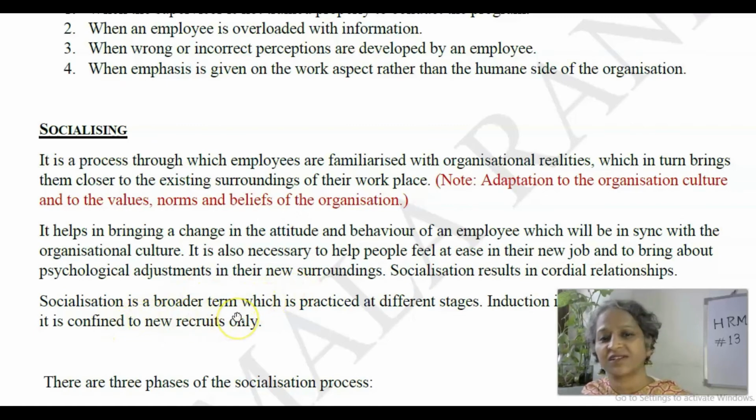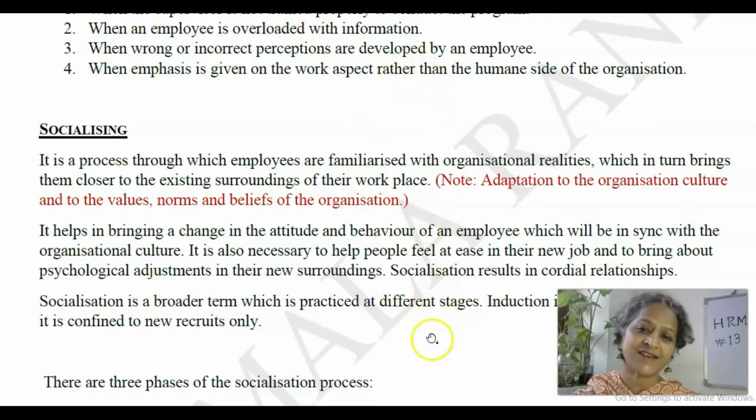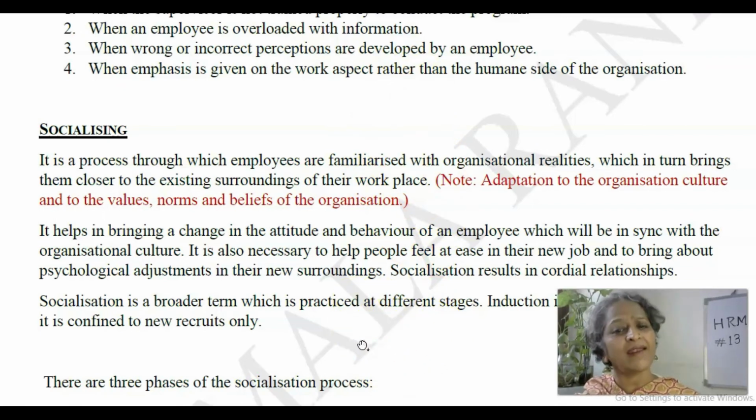Socialization is a broader term which is practiced at different stages. हाँ, socialization ऐसा नहीं है कि एक ही बार होता है और इंडक्शन के बाद ही होता है और फिर कभी नहीं होता है. It is a broader term and it keeps on going. Induction is a part of socialization क्योंकि नए रिक्रूट्स को पुराने वर्कर्स से, एग्जिस्टिंग वर्कर्स से मिलने का मौका मिलता है, उनको जानने का मौका मिलता है.